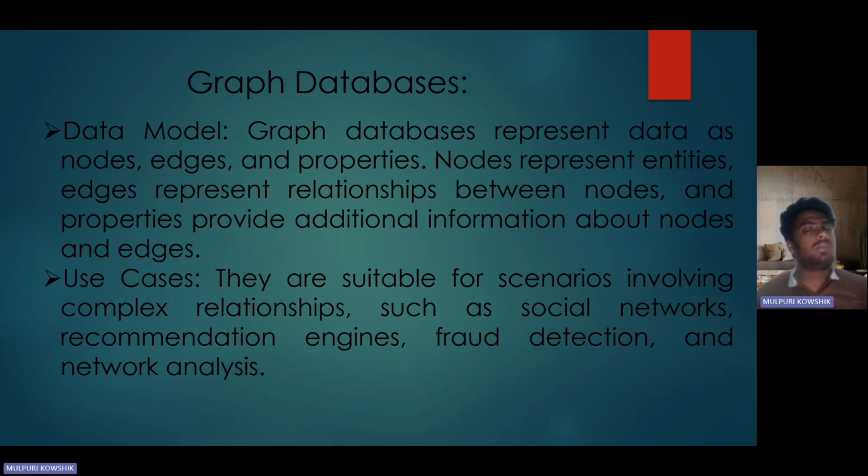Graph databases. Data model. Graph databases represent data as nodes, edges, and properties. Nodes represent entities, edges represent relationships between nodes, and properties provide additional information about nodes and edges. Use cases: suitable for scenarios involving complex relationships such as social networks, recommendation engines, fraud detection, and network analysis.